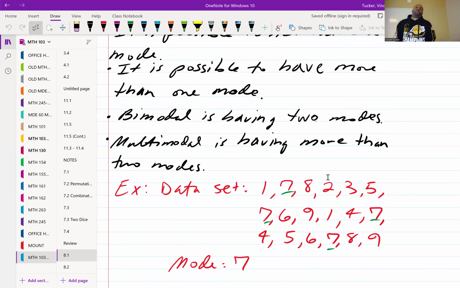So we have this data set of 178, 235, 769, 147, 456, 789. The mode would be 7 because it appears the most.